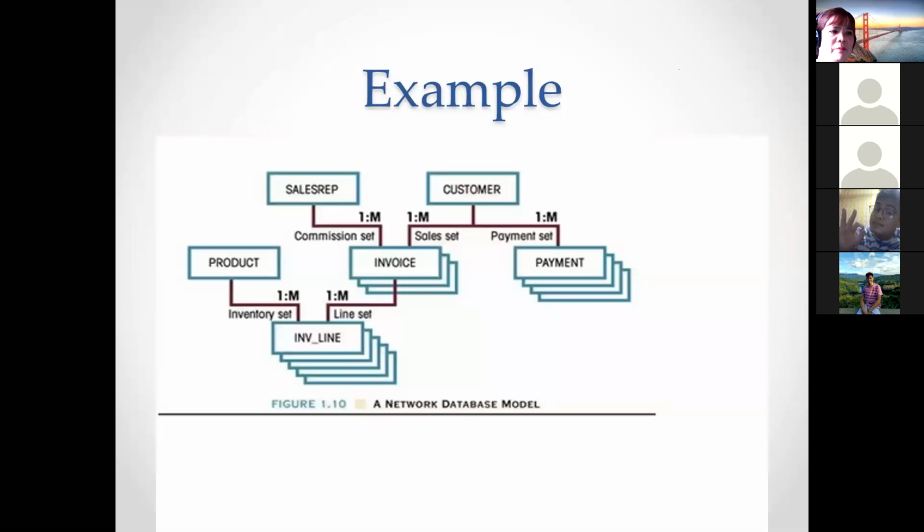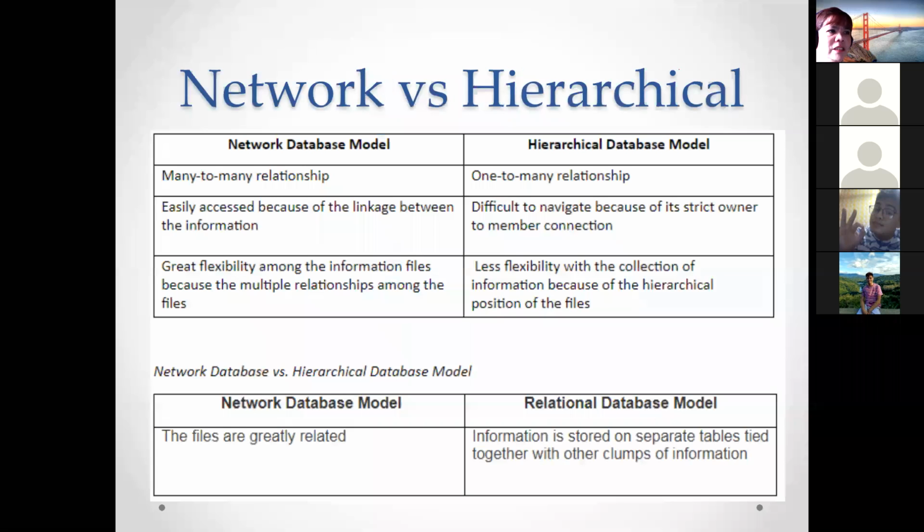Okay, another example, this is what was shown earlier, just clarifying our figure 1.10. So it's still the same. You can see that the sales rep produces many invoices, and the customers produce many payments. Okay, what is network versus hierarchical?